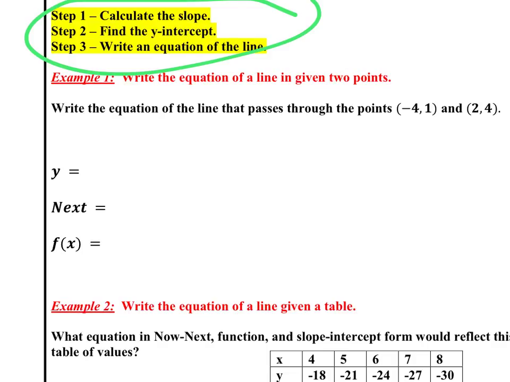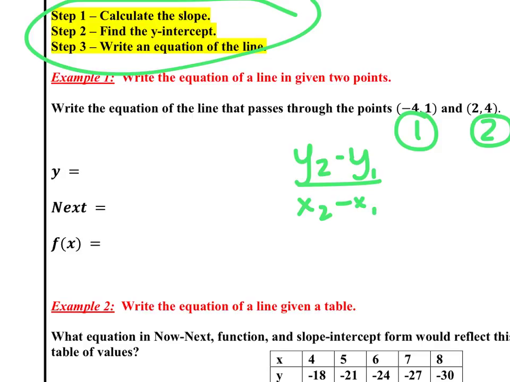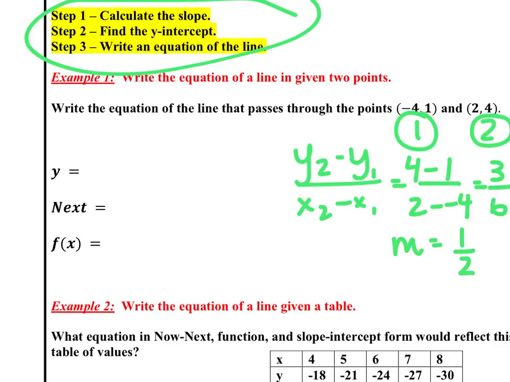So the first thing I want to do is find the slope. I'm going to make this point 1 and this point 2, and I'm going to use my slope formula. So y2 minus y1 over x2 minus x1. I'm going to go ahead and plug in my points. If I go ahead and solve that out, I would get 3 over 6, which is just 1/2. So my slope is going to be 1/2.